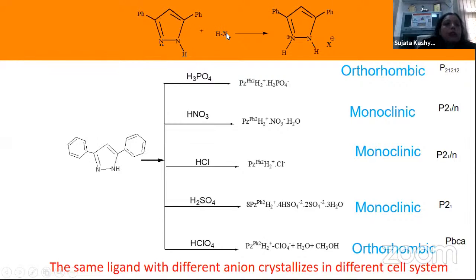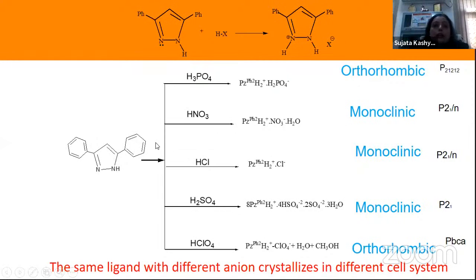When it reacts with any acid, suppose phosphoric acid, nitric acid, hydrochloric, sulfuric, or perchloric acid, then in every case, what happens? The hydrogen gets transferred to one of the nitrogens bearing the lone pair of electrons, and the counter anion is present in its vicinity.